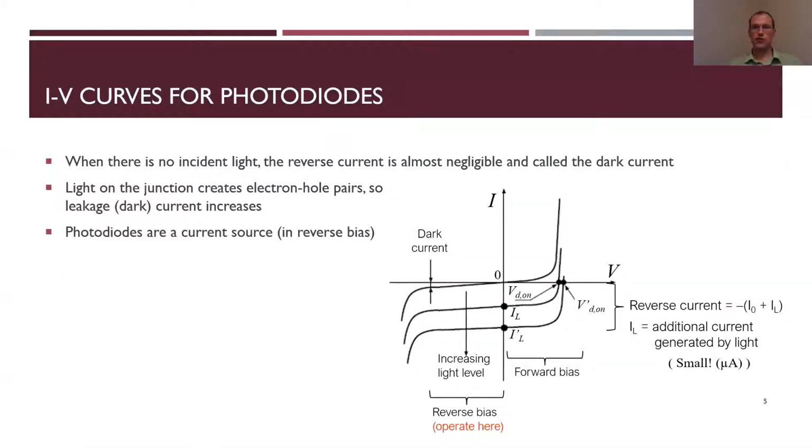So to get this current through, we actually have to hook them up in reverse bias, so actually backwards compared to most diodes. And then as you increase the light level, that increases this reverse current. And so that's where it lets the current through.